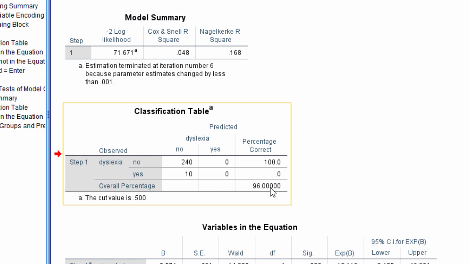Something to keep in mind, though, is that these data are very lopsided with respect to the frequency with which dyslexia actually occurs.